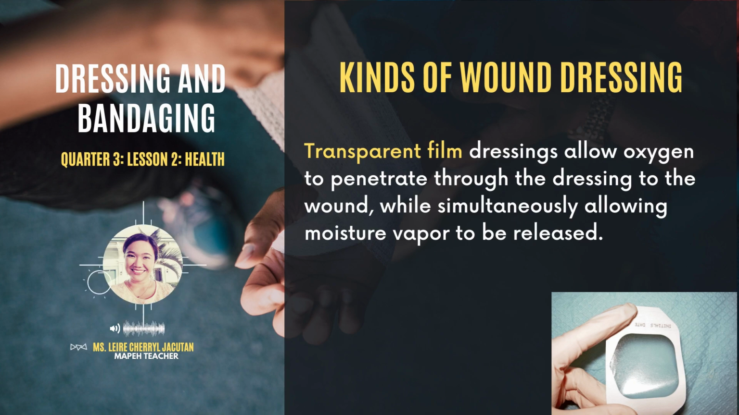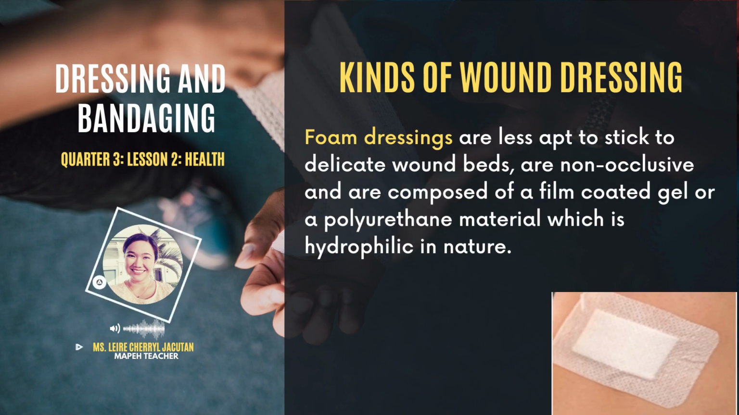Another kind of wound dressing is the transparent film. It allows oxygen to penetrate through the dressing to the wound while simultaneously allowing moisture vapor to be released. Next is foam dressing, which is less apt to stick to delicate wound beds, is non-occlusive, and is composed of a film-coated gel or a polyurethane material which is hydrophilic in nature.